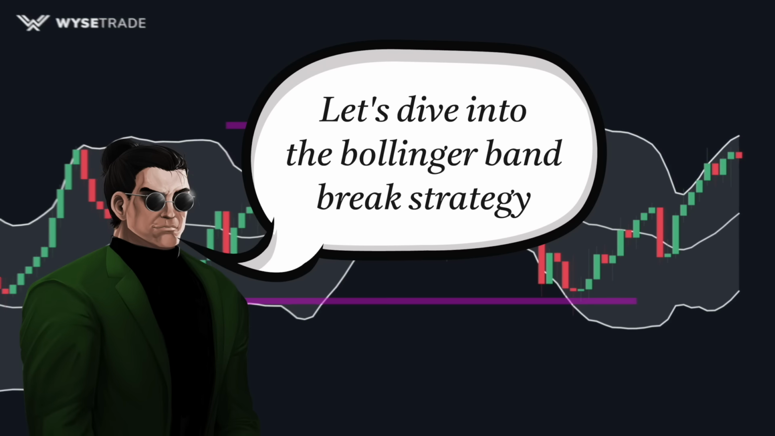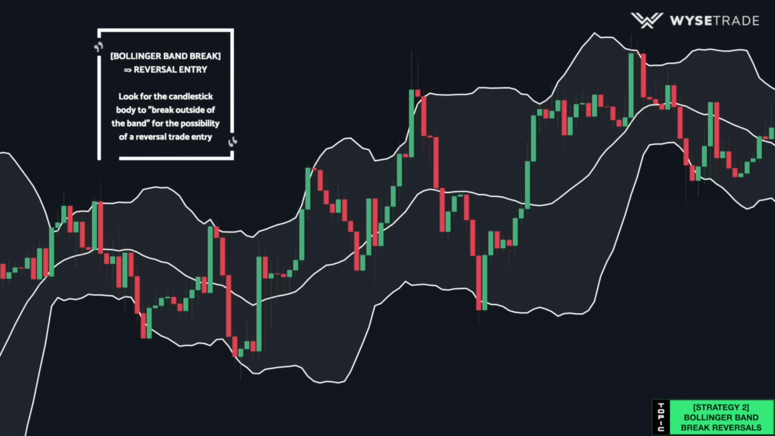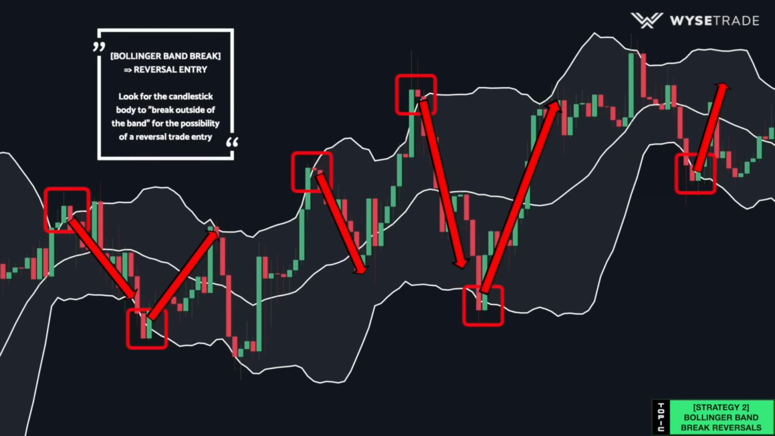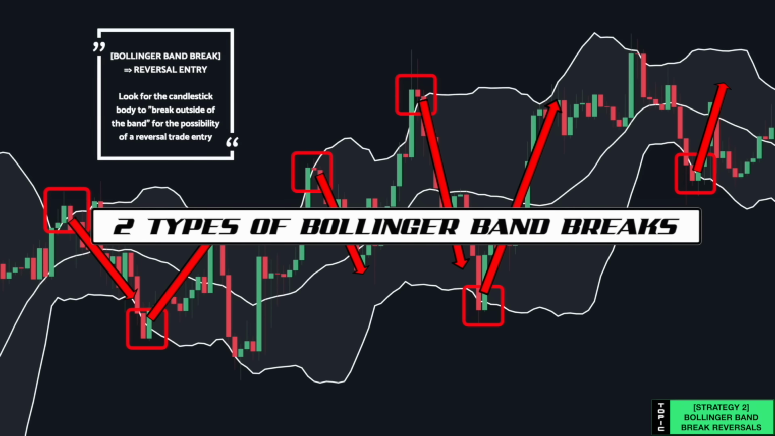Now, let's dive into the Bollinger Band break strategy. So the core of this strategy involves looking for a break outside of the bands like this and expecting price to reverse in the opposite direction. Now, there are 2 kinds of Bollinger Band breaks to look for.